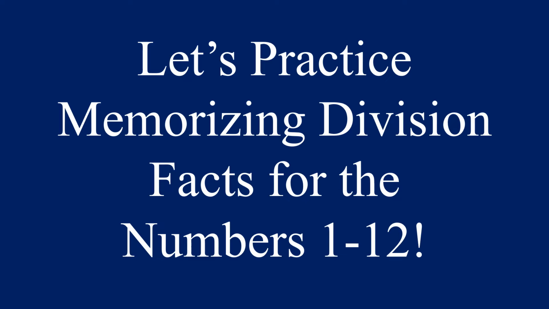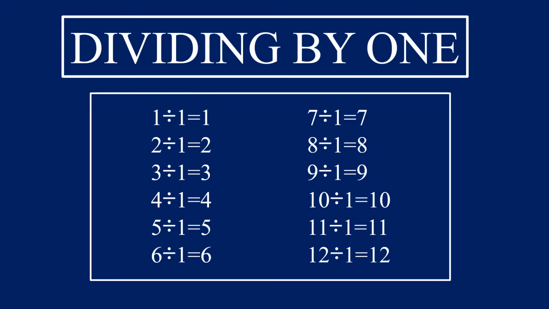Okay, now we're going to start practicing and memorizing the division facts for the numbers 1 through 12. We will start by dividing by the number 1. We are going to take the numbers 1 through 12 and divide them each by the number 1. Now you'll notice when we are dividing by the number 1, our answers are the same as our dividend. That is because we are just making the total number that we start with into one group.